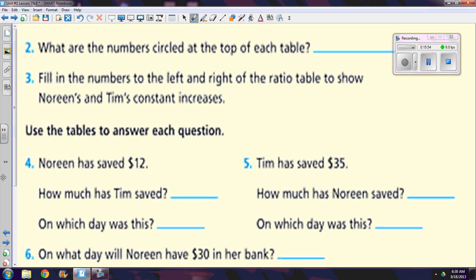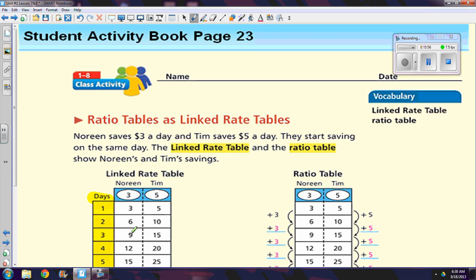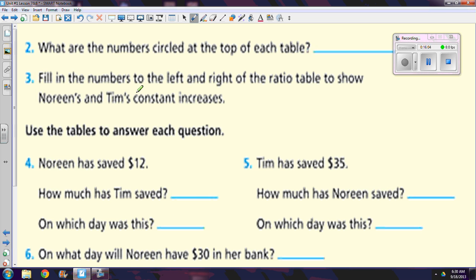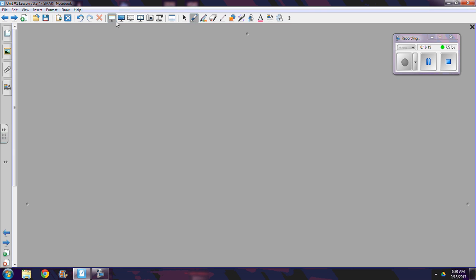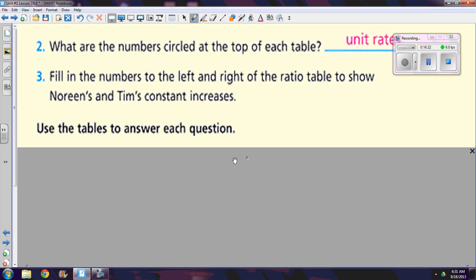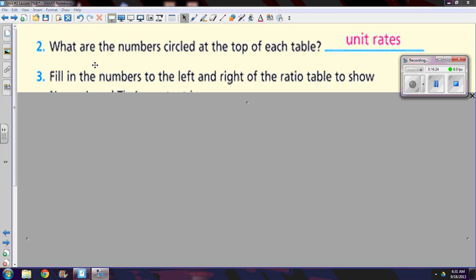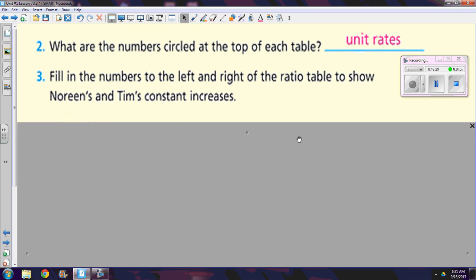All right, number 2, what are the numbers circled at the top of each table? So going back to the table, what are these numbers? Fill in the numbers to the left and the right of the ratio table to show Noreen's and Tim's constant increase. And I showed you that. You don't have to do that. So, number 2, what you're looking at, the 3 and the 5, are the unit rates.